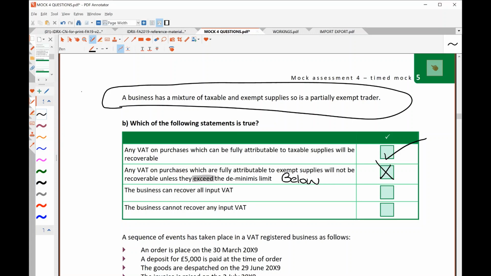Right, look at what this said. A business has a mixture of taxable and exempt supplies. And then look at this: the business can recover all input VAT. True or false? So Sarah, you think false. Guys, what do we all think? True or false on that one? So Sarah, Ingrid, Lewis, just do me a little favour. Tell me why you think it's false.